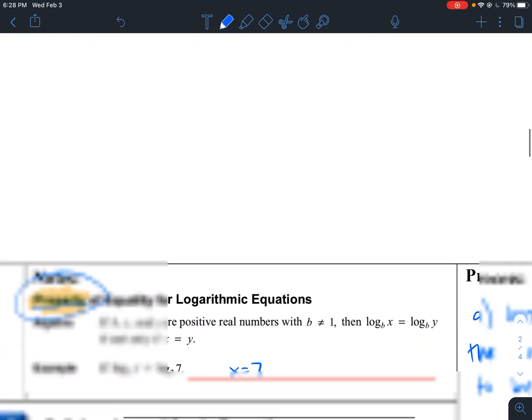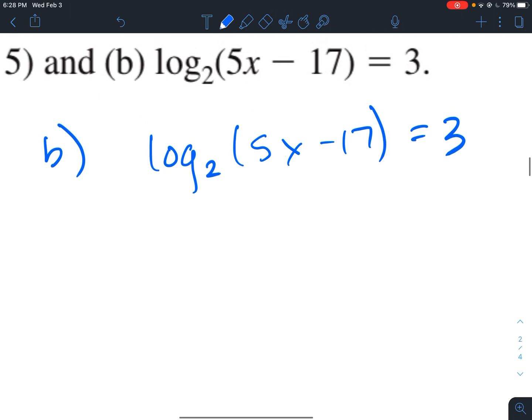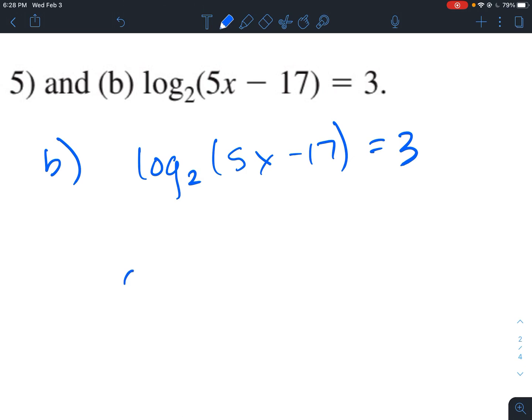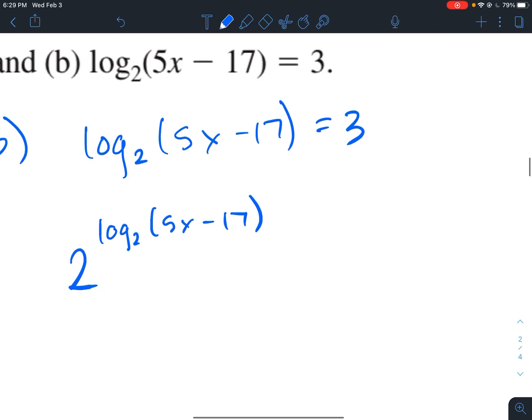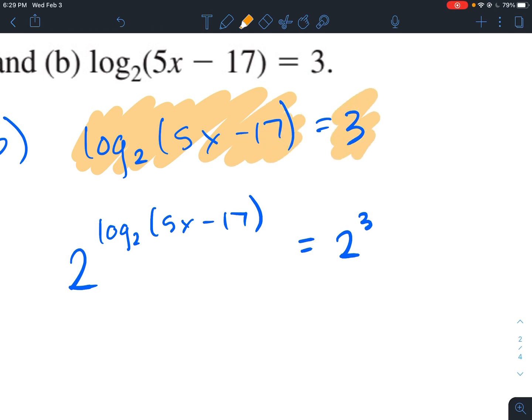So this is a base 2. On the left side, I'm going to do 2 raised to the log base 2 of 5x minus 17. But because I did that on the left side, I also have to make the right side an exponential with a base of 2. So pretty much I'm taking the left side and the right side of the equation and turning them into exponents with a base of 2.